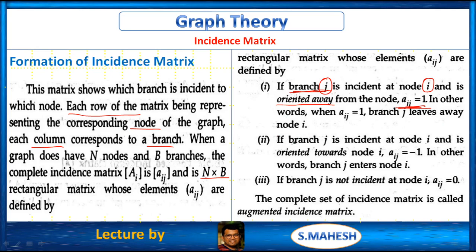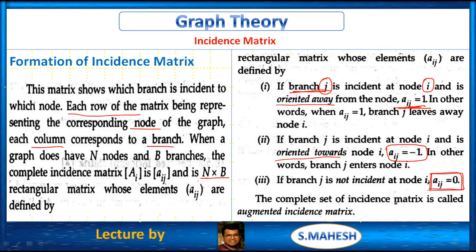Likewise, if branch j is incident at node i and is oriented towards that node, we represent it with minus 1. Towards the node, minus 1. Away from that node, plus 1. That's it. If a branch is not incident to a node, then we put the value of that element as 0.